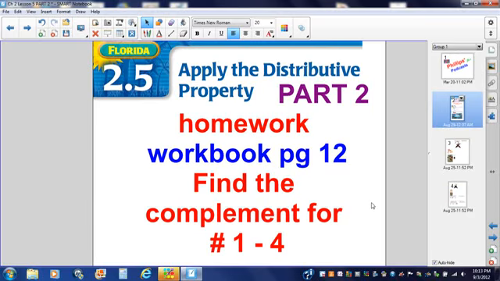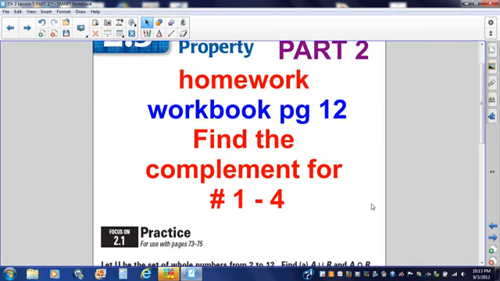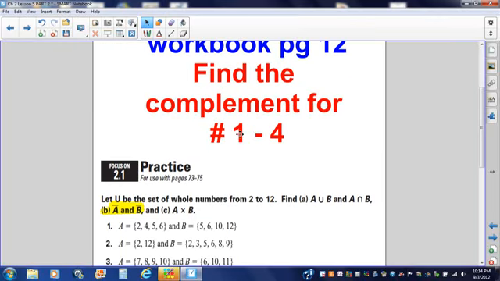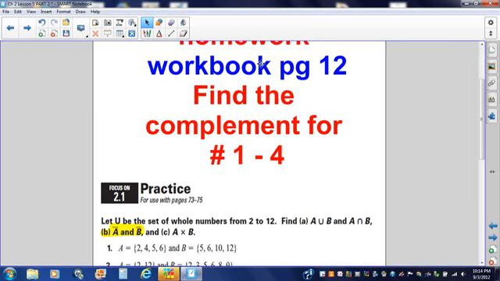Before we start our notes for today, make yourself a reminder: your homework is going to be from your workbook, page 12. Again, I'm going to assign you problems 1 through 4. Tonight, I would like you to find the complement for problems 1 through 4 on page 12 of your workbook.